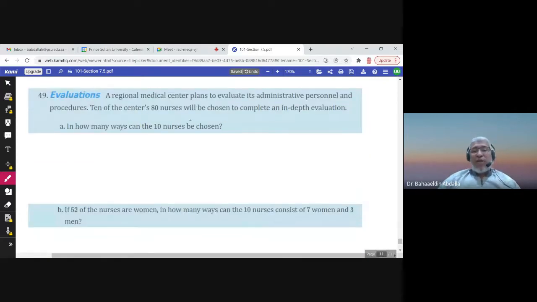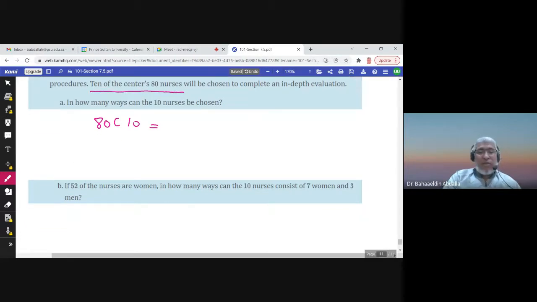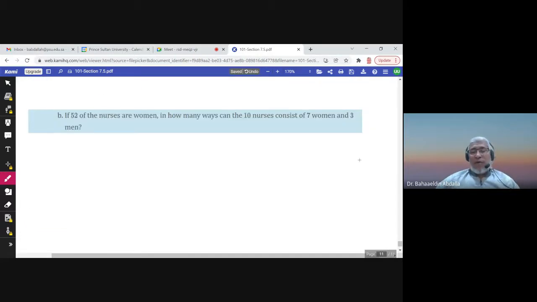A regional medical center plans to evaluate its administrative personnel and procedures. 10 of the center's 80 nurses will be chosen to complete an in-depth evaluation. In how many ways can the 10 nurses be chosen? Out of 80, I need 10. All of them are together. No arrangement, no difference between them. So that's the answer. If 52 of the nurses are women, okay. Now these 80 nurses, 52 of them are women. And 80 minus 52, 28 would be men.